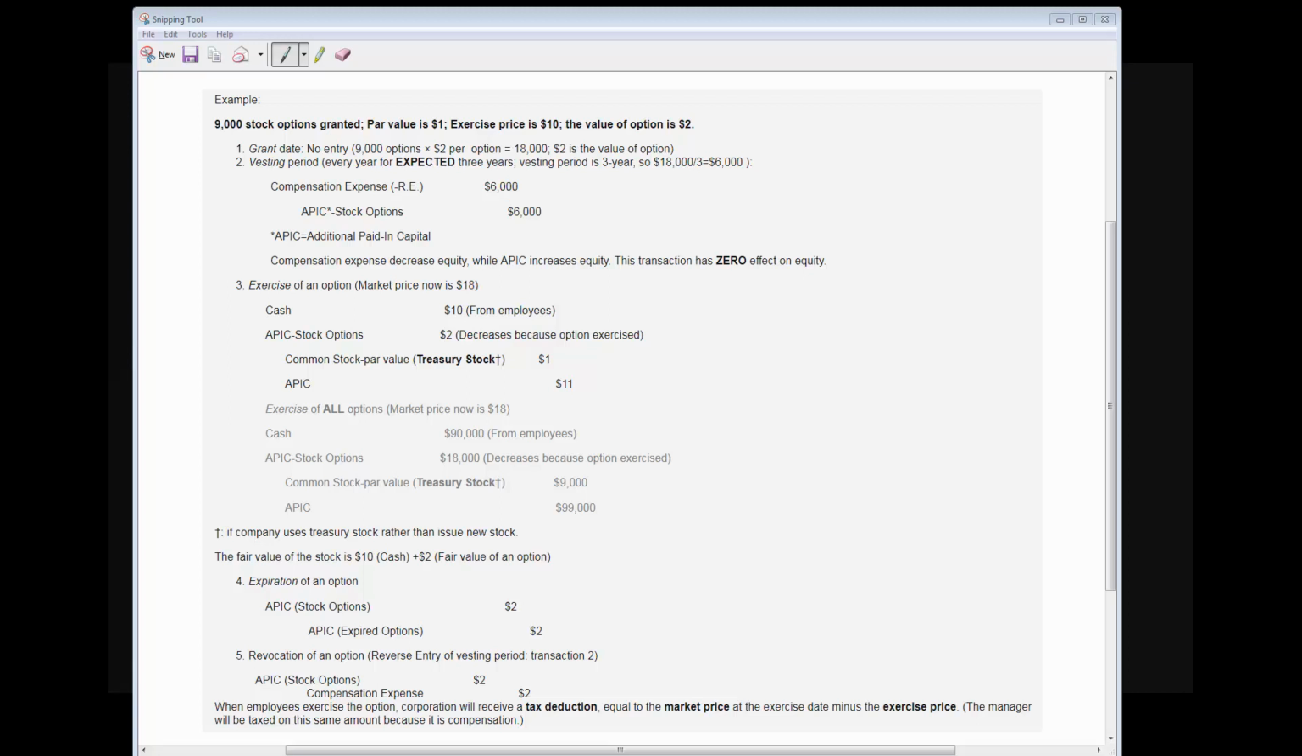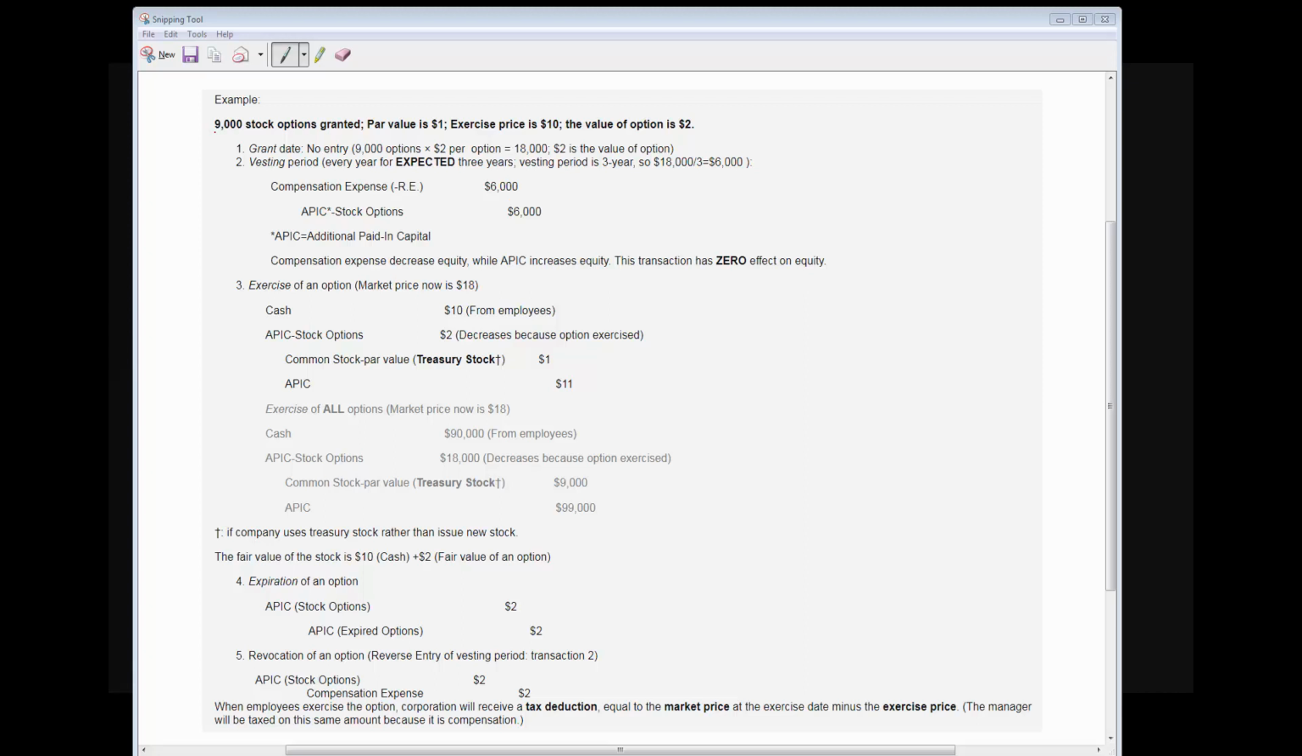Because stock option is a kind of employee compensation, the company who granted stock option should recognize compensation expense. And let's take a look at what's accounting for the stock option. And this is an example.